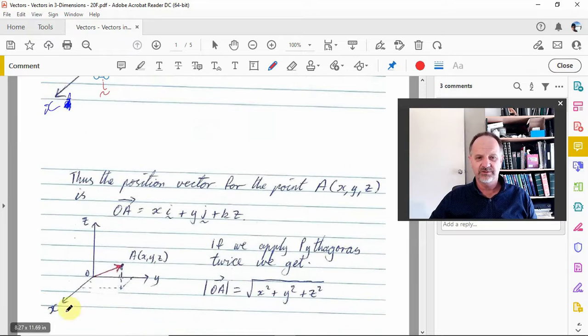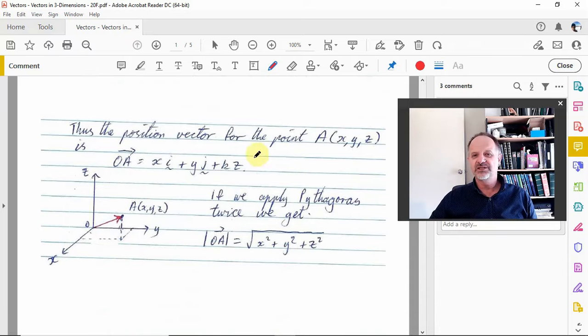So the position vector, and I've got this one labelled correctly. So the position vector for the point A, which is x, y, z, and so here's our point A all the way out here. And so the position vector goes from the origin straight out to there. So it's gone a bit in the x direction, a bit in the y direction, and a bit in the z direction. All right, and so if you then use Pythagoras and you do it twice, you get the magnitude of that vector. That distance from O to A is x squared plus y squared plus z squared. Again, very similar to what we had with just 2 dimensions, i and j.